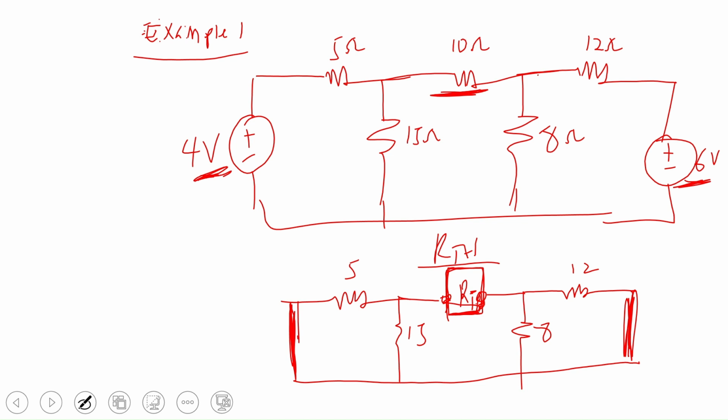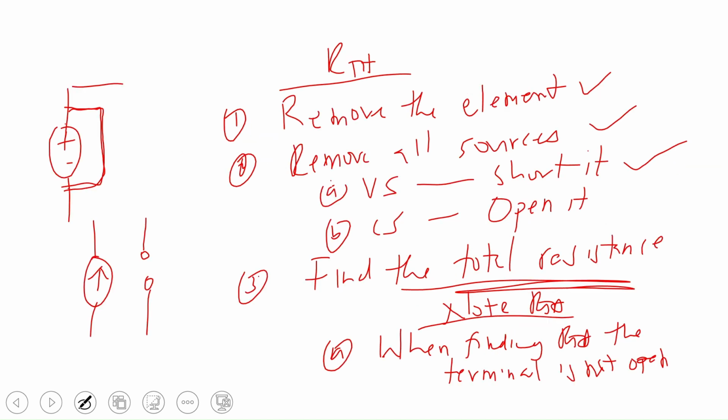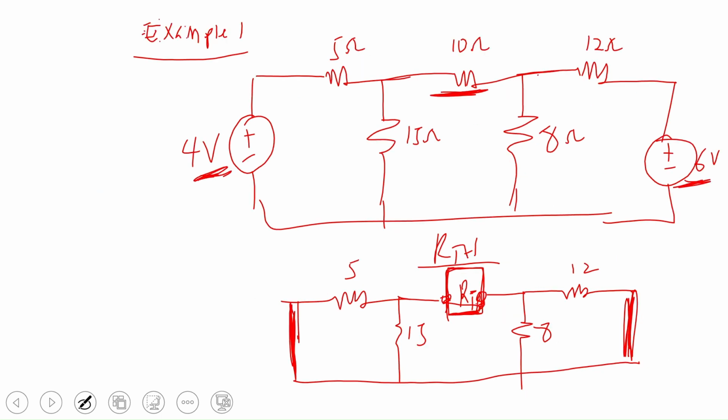So now that we fix RTH, we can easily find the total resistance, because the first step is I've removed the element, I've removed all sources. I'm now going to find total resistance. But I note that when I'm finding RTH, the terminal is not an open place. What it means is that 5 and 15 are in parallel. They are not in series. If here is open, that's when you may think it's in series, but it's not open. So 5 and 15 are in parallel.